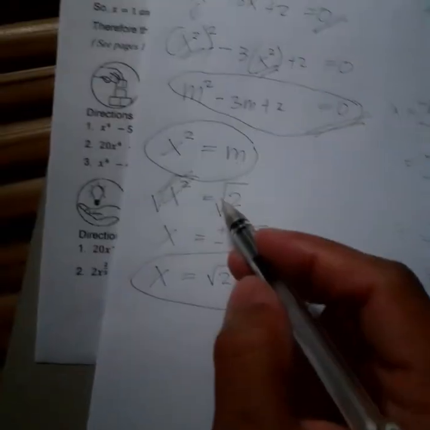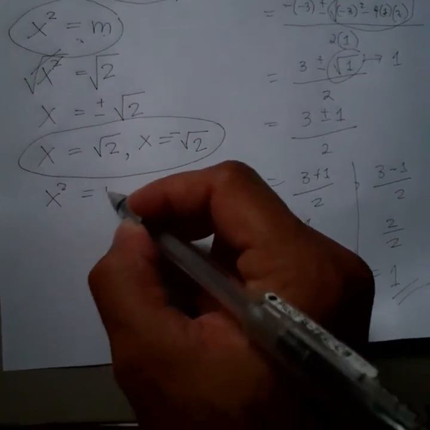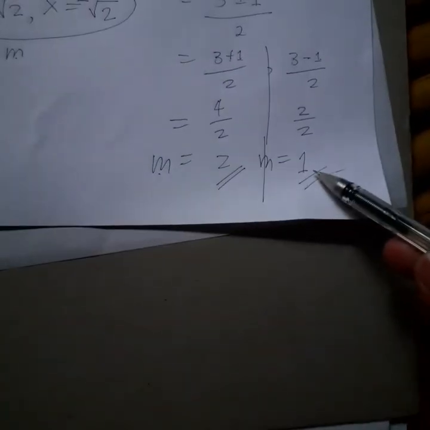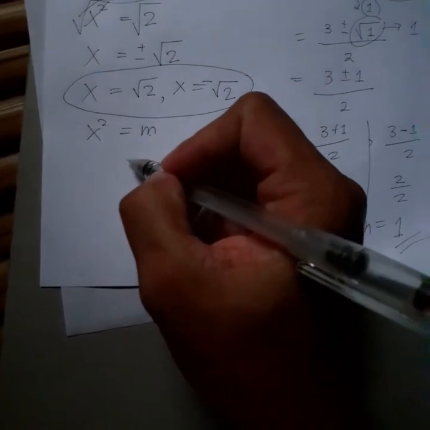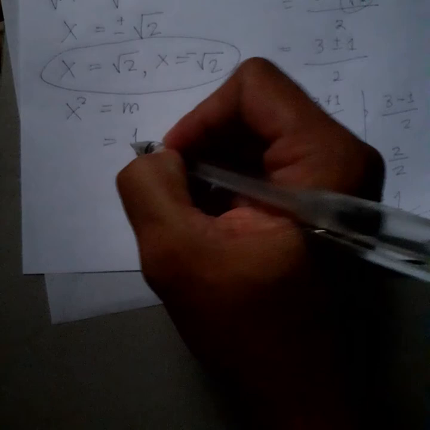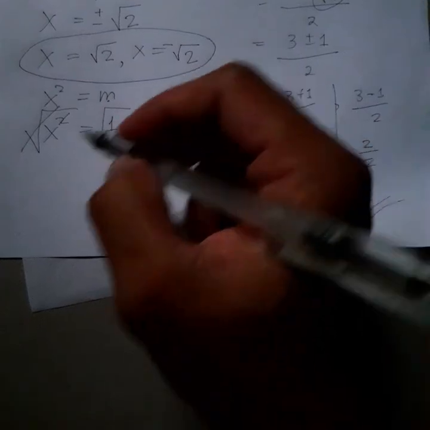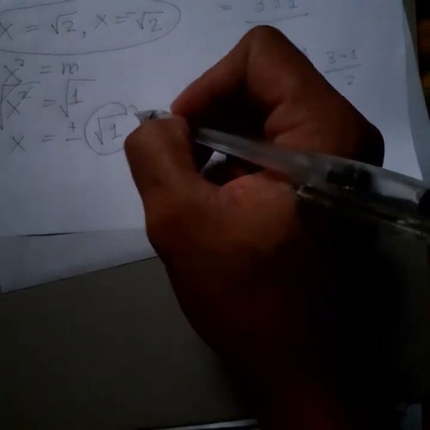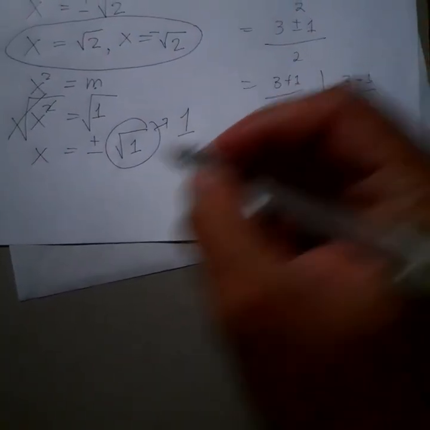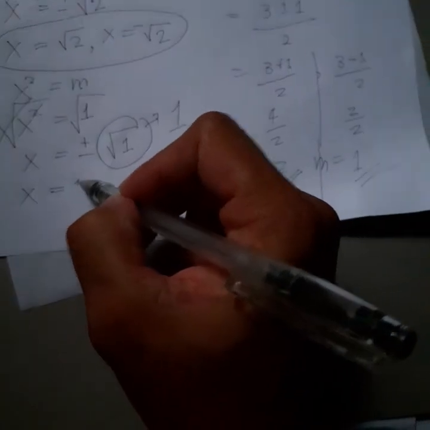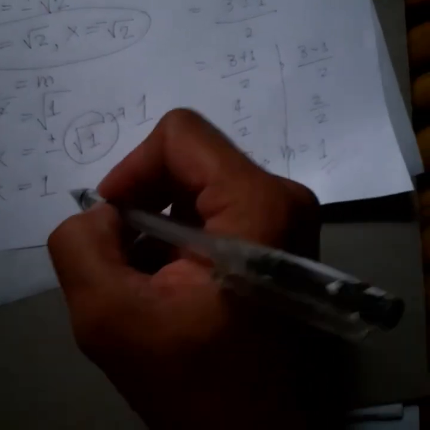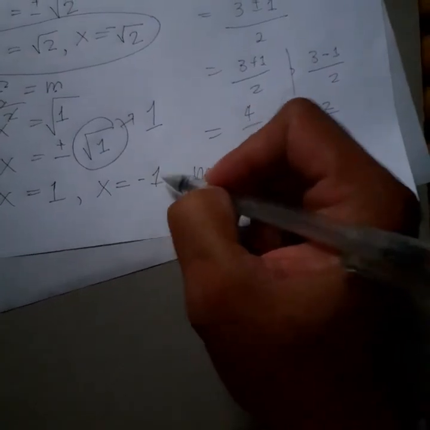How about 1? Let's go back to our equation. Since we know that x squared is equal to m and we have the other root, 1, let m be 1, x squared. Then put a radical sign, cancel. Then we have x equal to plus or minus the square root of 1. What is the square root of 1? This is equal to 1. Then we have x equal to positive 1 and x equal to negative 1.